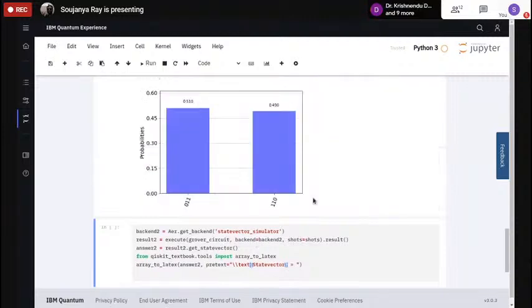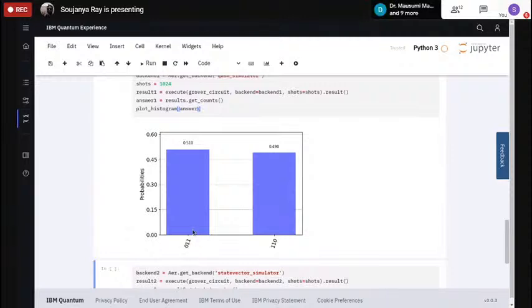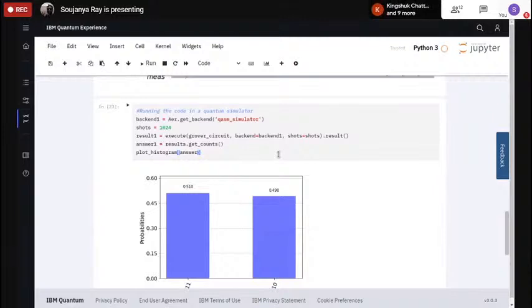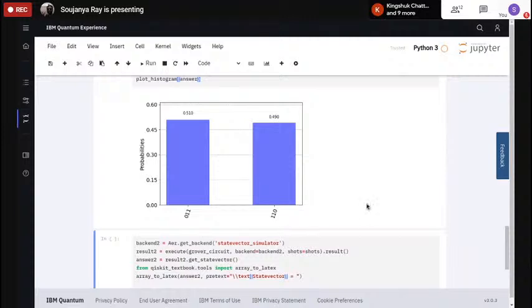Yes, this is the result that we were expecting. We found the number 3 with 0.5 probability, and the number 6 with 0.49 probability. This may be a little confusing, and you may ask why there are no other numbers. Of course, there are other numbers, but we are running this as a simulator. That's why it is giving us this.